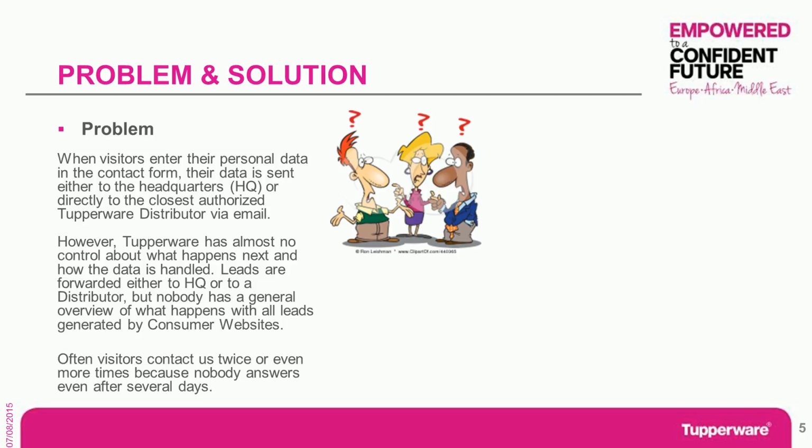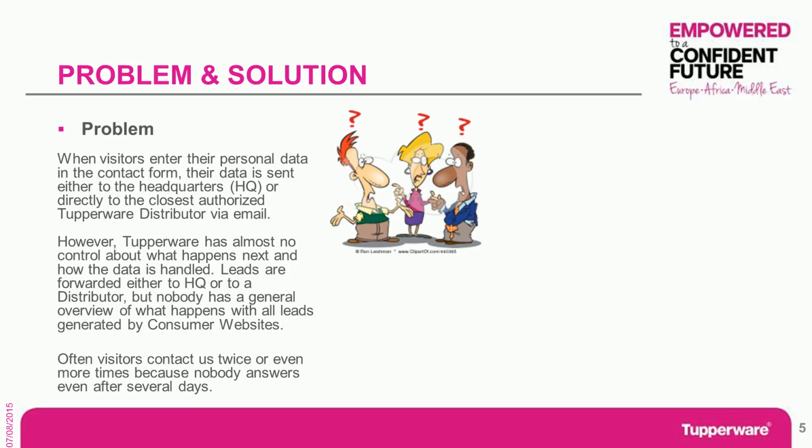Another case is a kind of advanced contact form. We have that in Germany and in Brazil. In that case, the request is directly sent to the distributor according to the postal code or zip code of the user. So that's the advanced contact form.